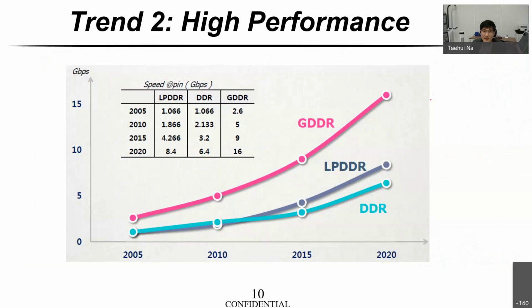And trend number two is high performance. This y-axis means the I/O speed per pin in DRAM, and the x-axis shows the year. This picture also clearly shows that as time goes by, the performance has been increased to meet the demand for fast processing of more data nowadays.